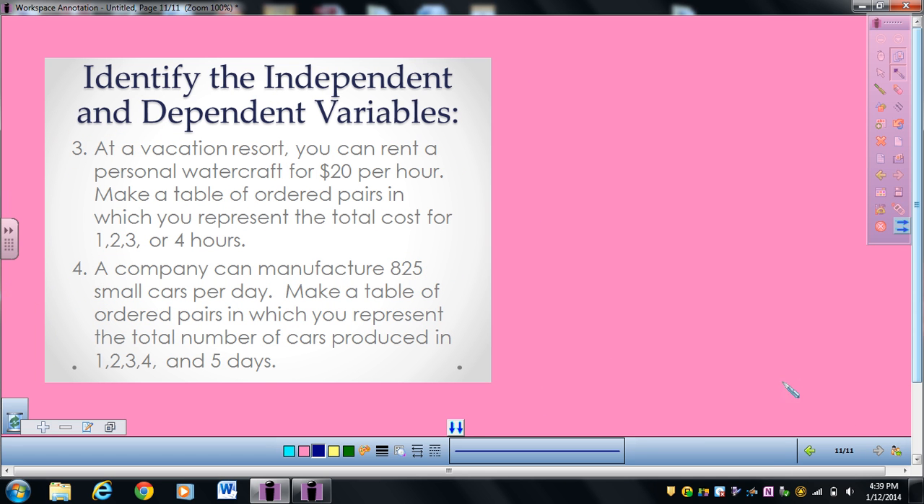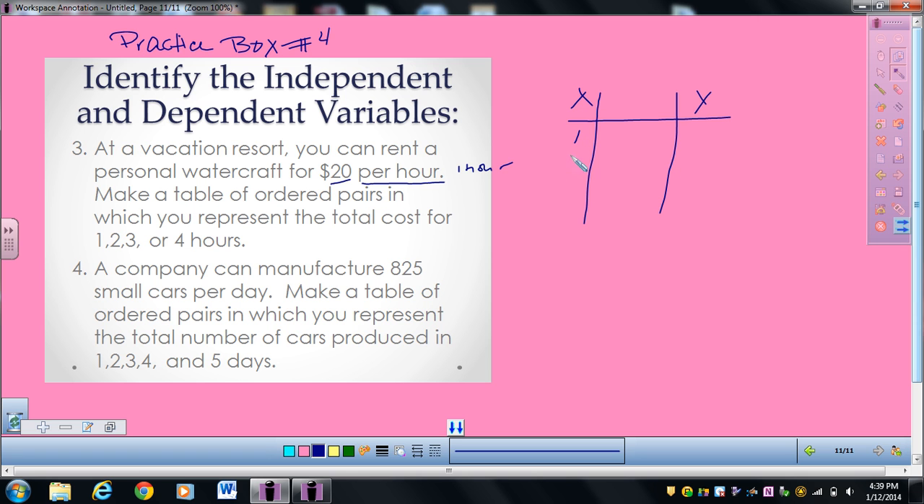And let's try one more example here, or 2 more. And these are going to go in practice box number 4. Okay, I've got at a vacation resort, you can rent a personal watercraft for $20 per hour. That's for 1 hour. Make a table of ordered pairs in which you represent the total cost for 1, 2, 3, or 4 hours. So if I were to do my table, what's going to go on the X values? Those are going to be my hours. How many hours it costs? And it's $20 per hour, so it would be 20 times X.